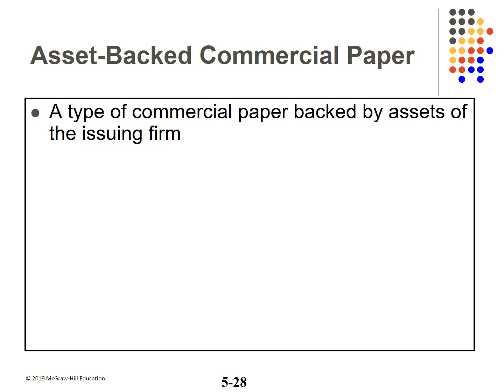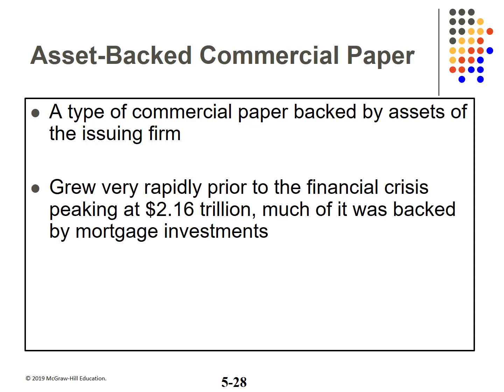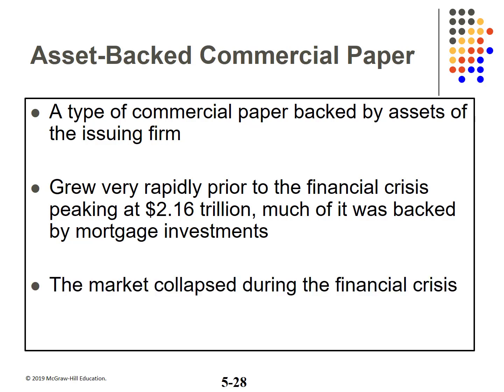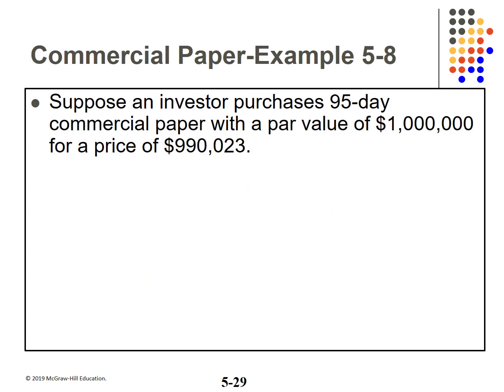It's called asset-backed commercial paper. The market grew rapidly prior to the financial crisis, but much was backed by mortgage-backed securities, and it pretty much collapsed. Example 5.8, commercial paper.